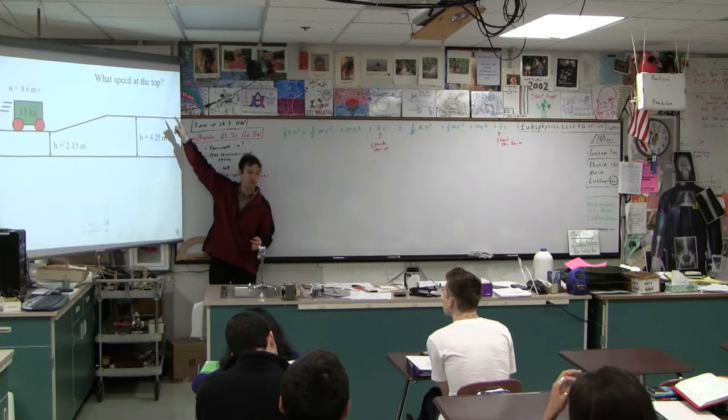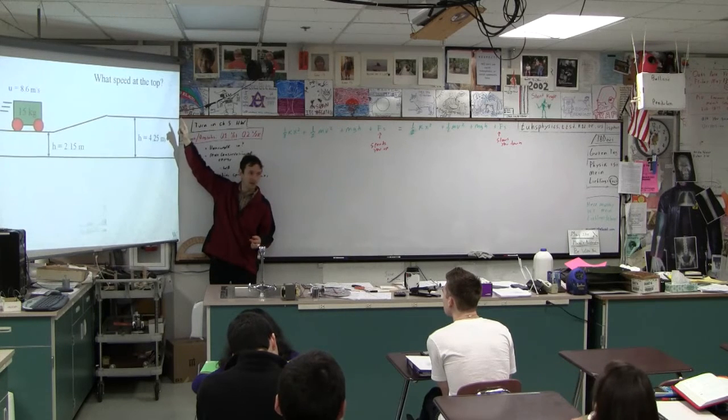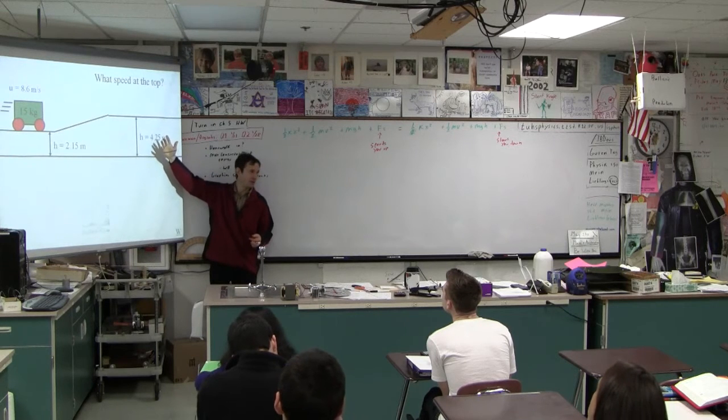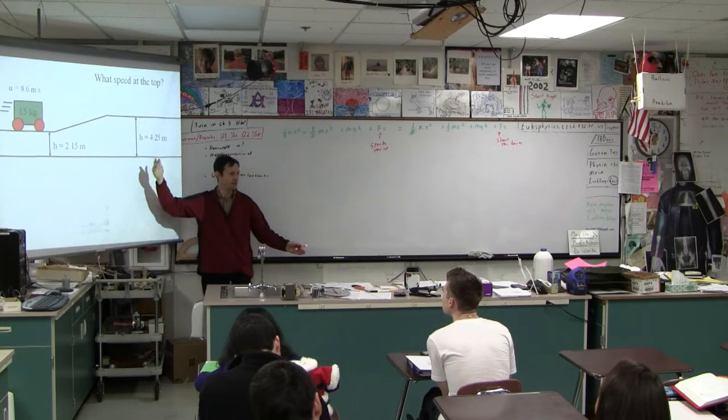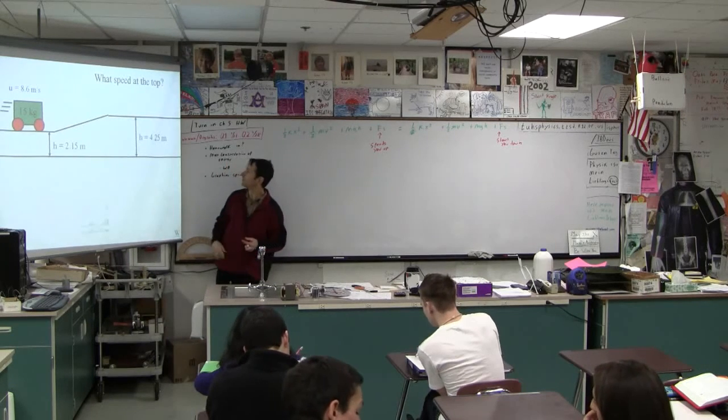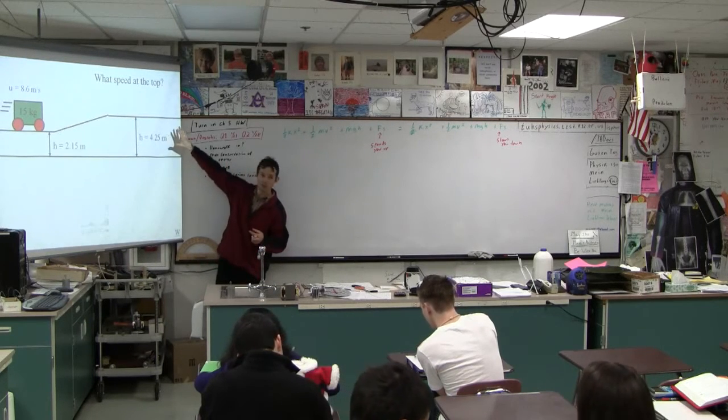And then the question asks, what's the speed at the top? Is it likely that it has kinetic energy at the top? It's possible it doesn't even make it up the hill, right? But if it's asking what the speed is at the top, it's either a trick question or, you know, something like that, or if it doesn't make it up the hill. So let's presume it does make it up the hill.